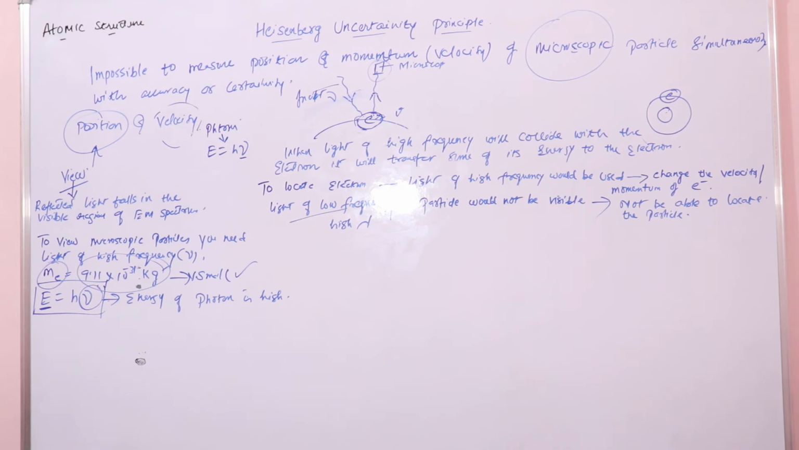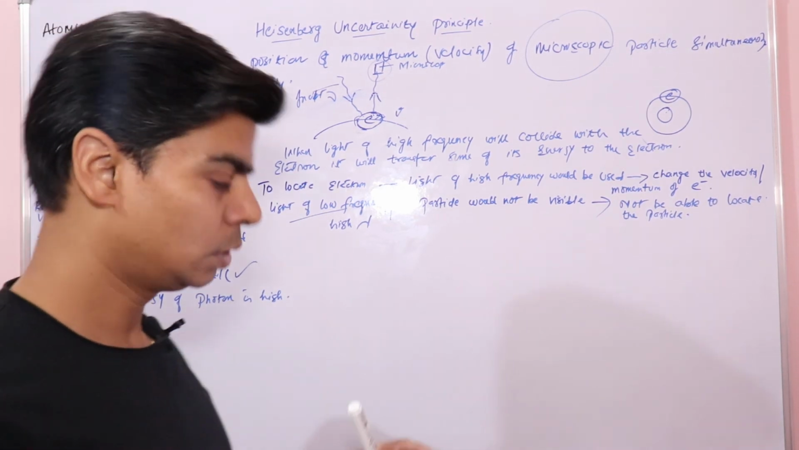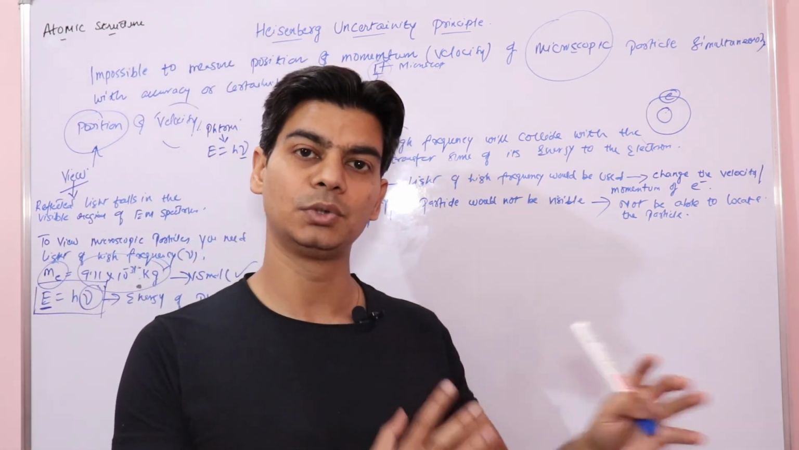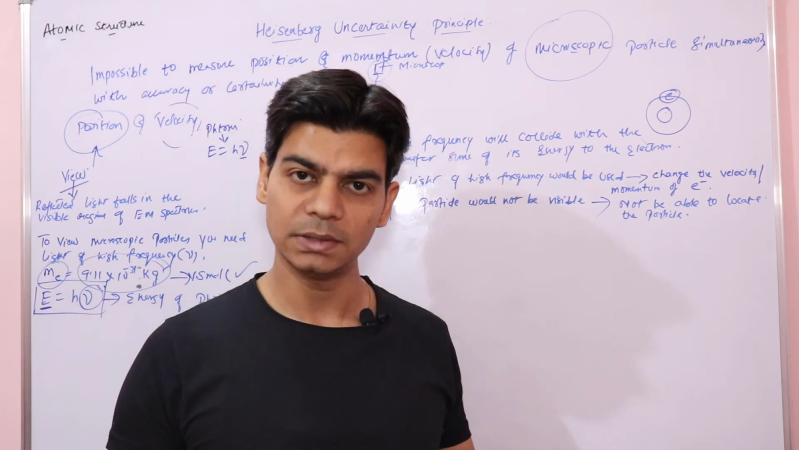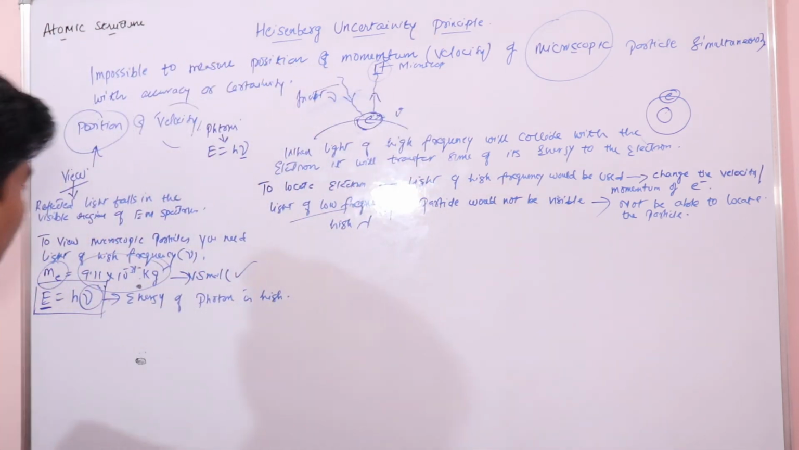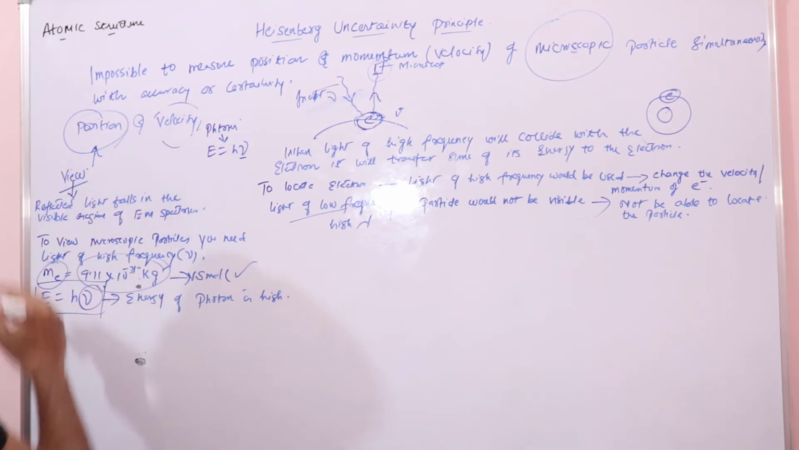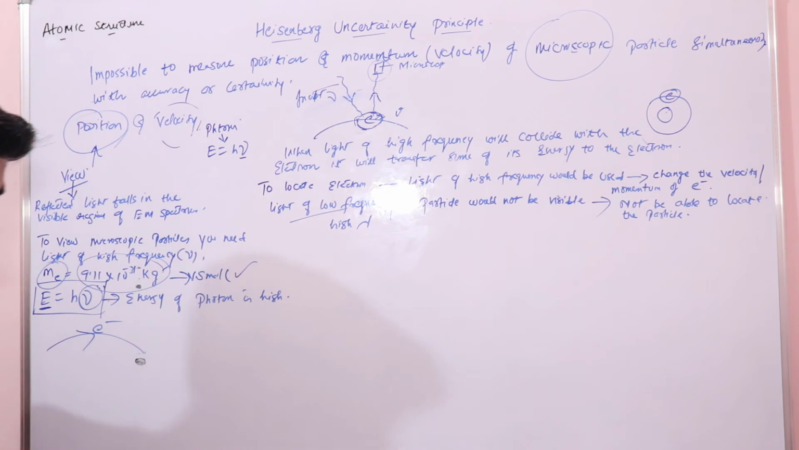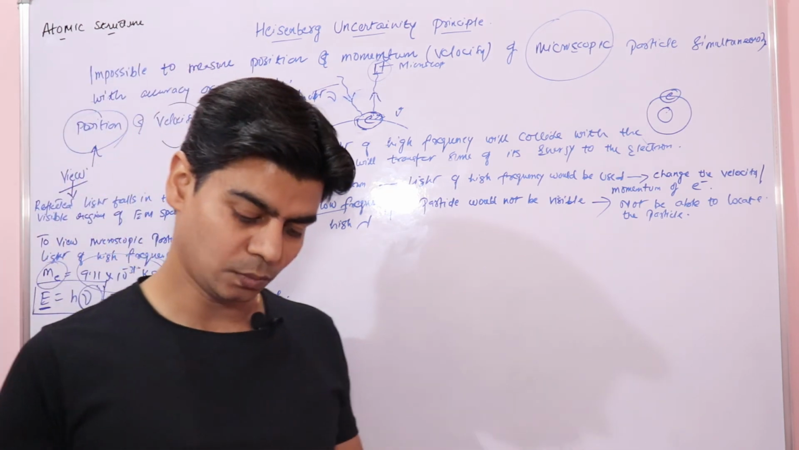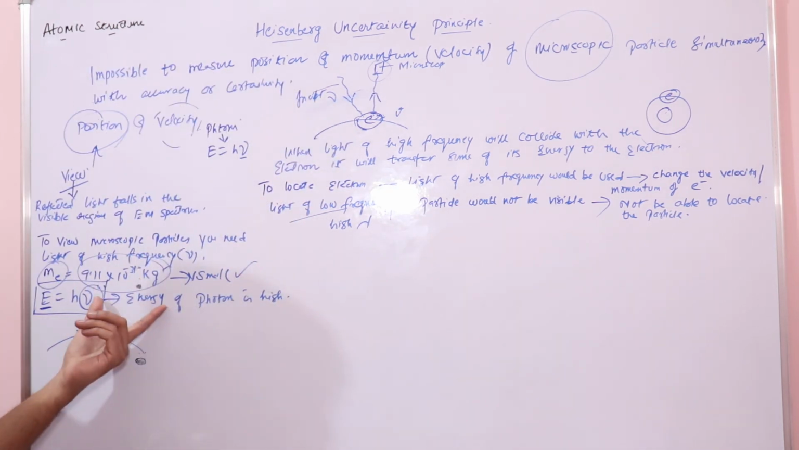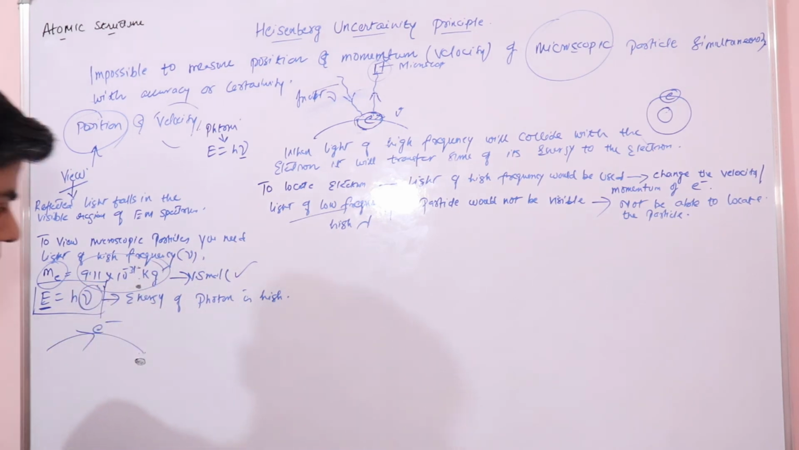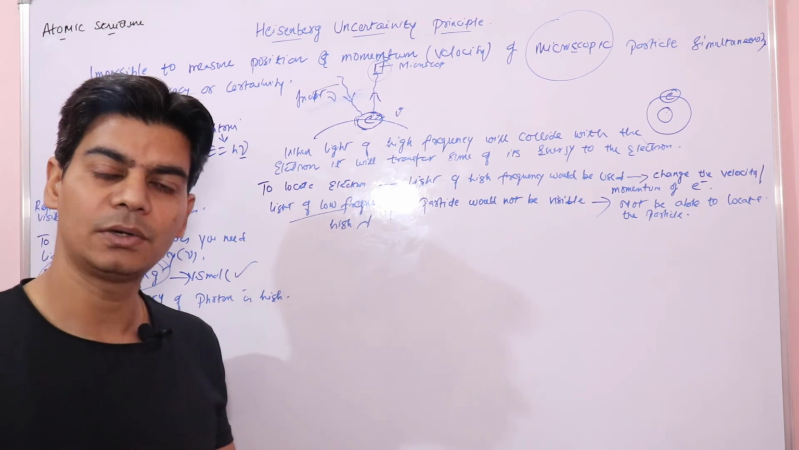Now we are clear why we are able to view the bigger particles without their position and momentum getting changed, right? Whereas the position and momentum of extremely small particles like the electron gets changed, because on the one hand its mass is very low, and we are using a light of high frequency.